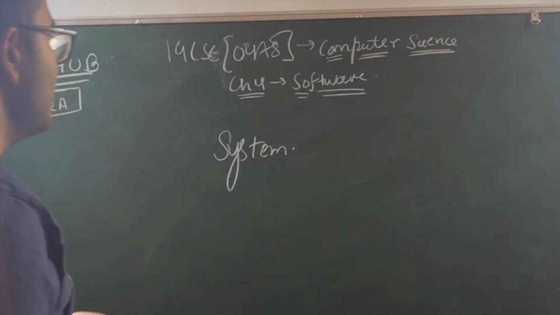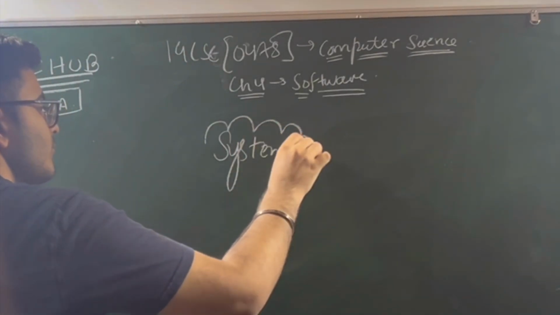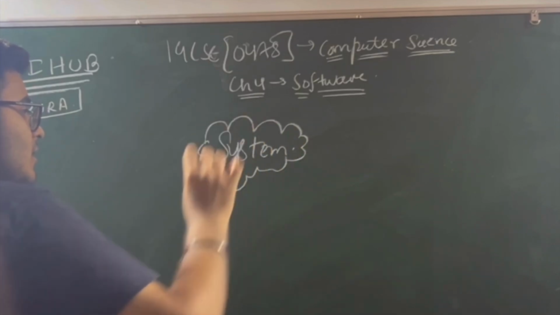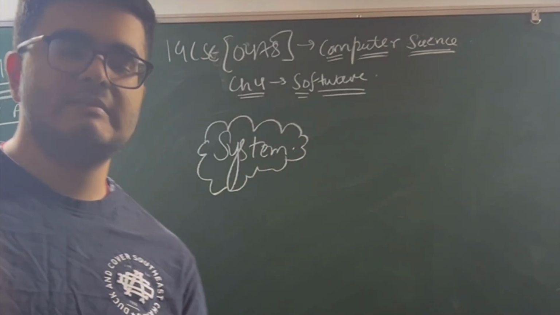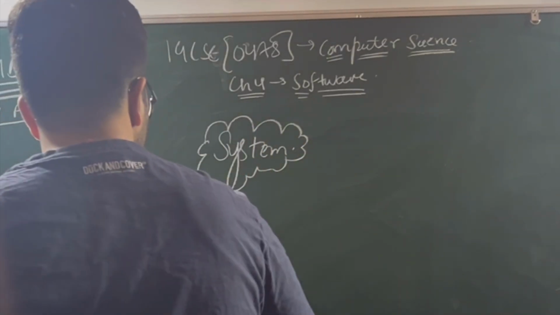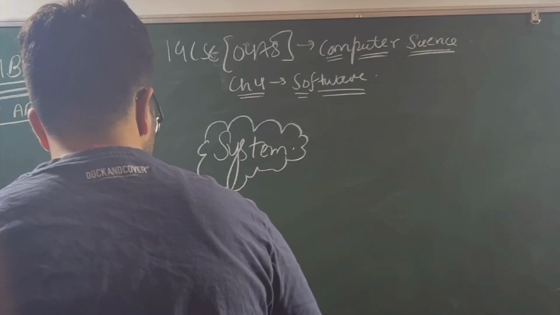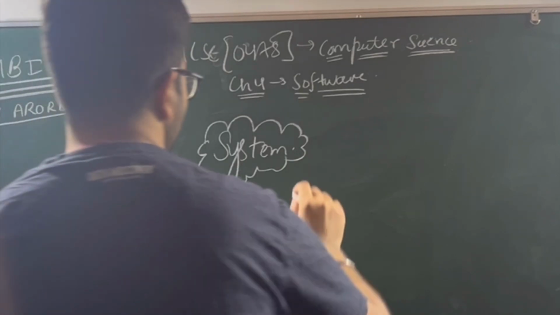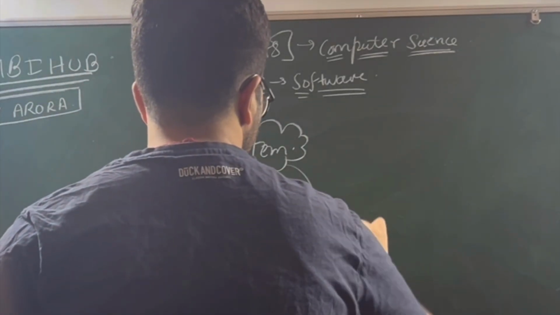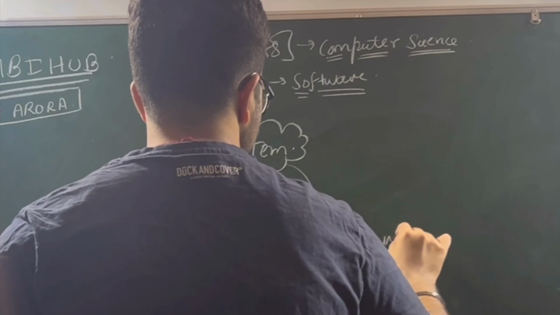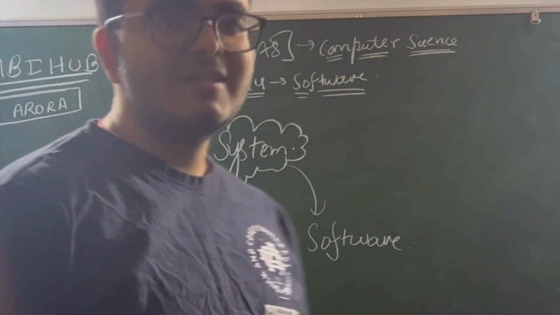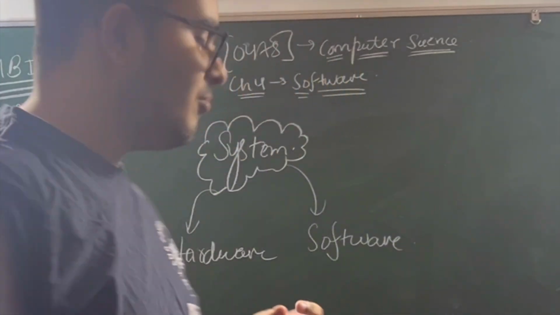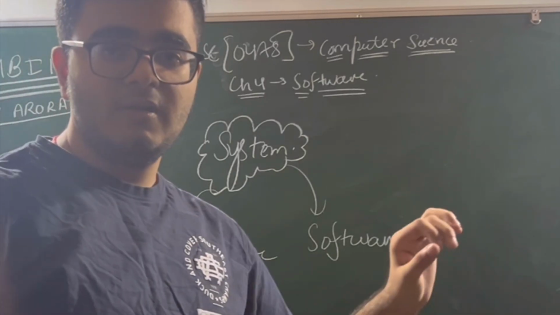When we talk about a computer system, it has two parts, one of which is hardware and one of which is software. Hardware, I hope you have already studied in chapter 3. We will be studying software in chapter 4.